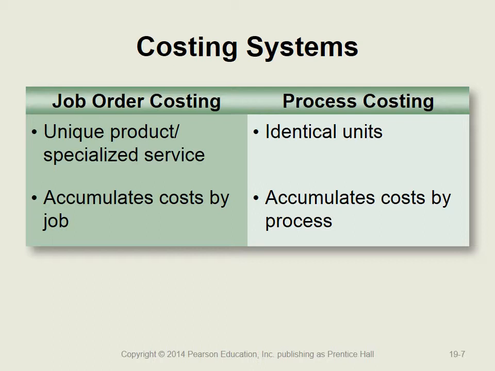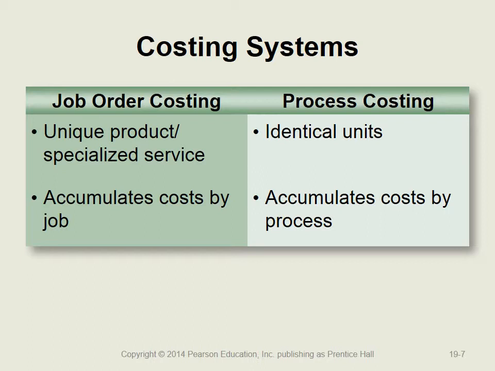There are two types of cost accounting systems: job order costing and process costing. Job order costing is used by businesses that produce unique products or provide specialized services. Costs are accumulated for each batch or job. Examples of this type of company are accounting firms, music studios, healthcare providers, building contractors, or maybe custom furniture manufacturers.